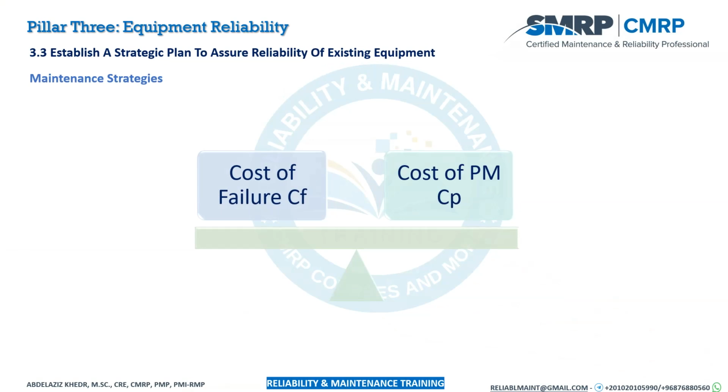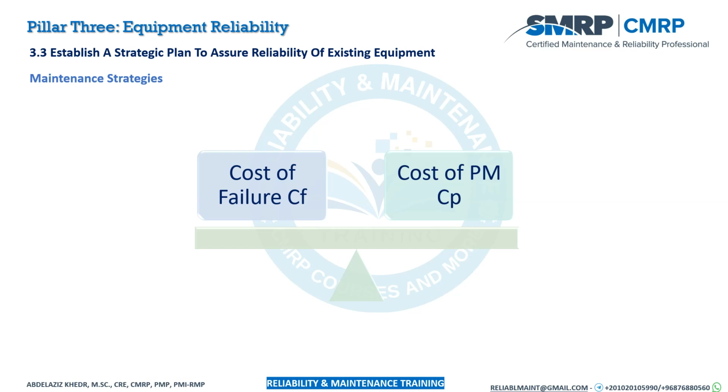Also, we should have some maintenance strategies, tasks, or actions implemented for our equipment in order to save their reliability. We should be cost effective all the time. So we should have a decision-making procedure that allows us to choose what is the effective strategy and what is the non-effective strategy.